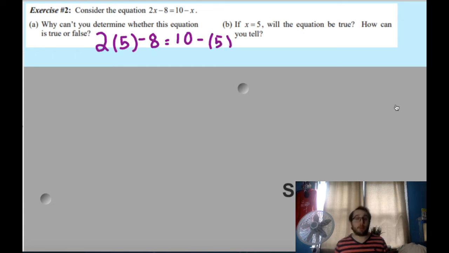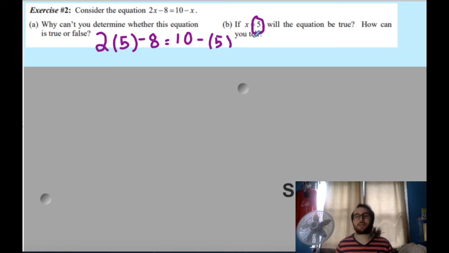Okay, so check this out. I substituted in 5 for x. So everywhere I saw x, I replaced it with 5. Now, here's the thing. It may be silly to do this now, but I'm telling you, and I know we've said this during the school year, anytime you substitute in, use parentheses.